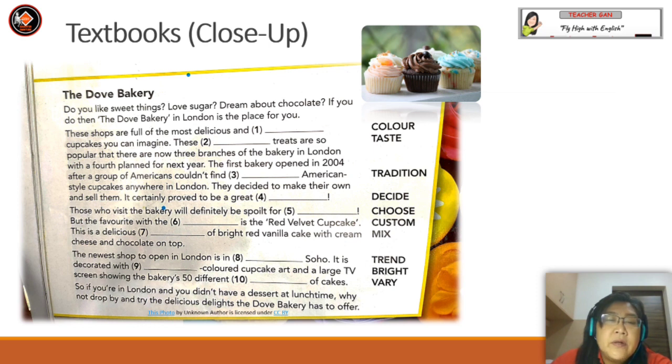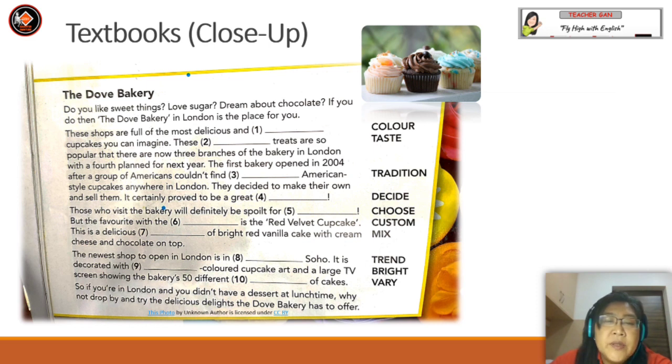These shops are full of the most delicious, and so the answer is related to color. Cupcakes, you can imagine this. Second, number 2 is related to taste. Treats are so popular that there are now 3 branches of the bakery in London, with a 4th planned for next year. The first bakery opened in 2004 after a group of Americans couldn't find, so number 3 is related to tradition, American style cupcakes anywhere in London. They decided to make their own and sell them.